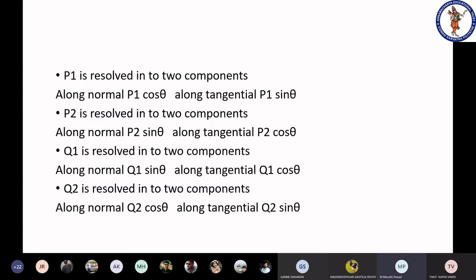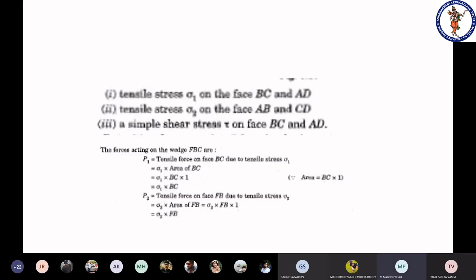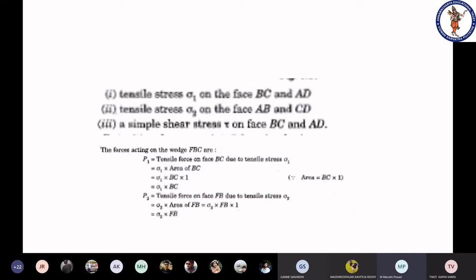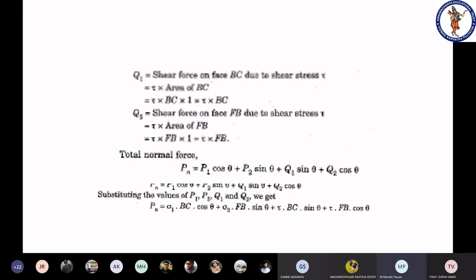Right. Then in order to find that particular principal plane, initially we have just calculated what are the various forces, various stresses acting. From those various stresses, we have calculated the loads. Right. P1, P2, Q1 and Q2 are the loads we have calculated. Then we have calculated the total normal force, which is nothing but P1 cos theta plus P2 sin theta plus Q1 sin theta plus Q2 cos theta.